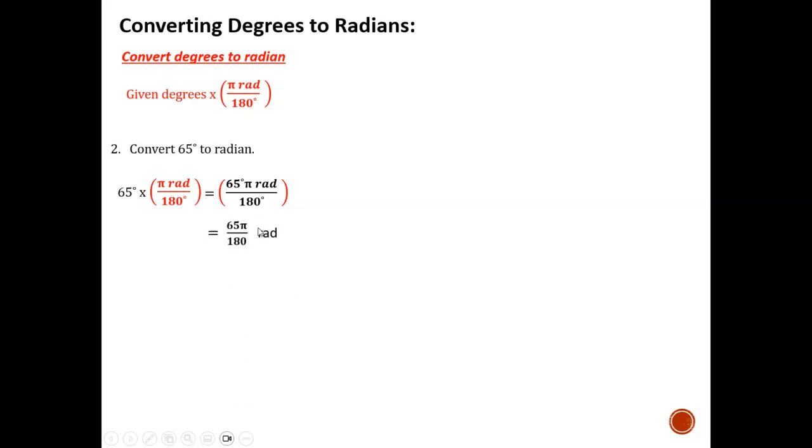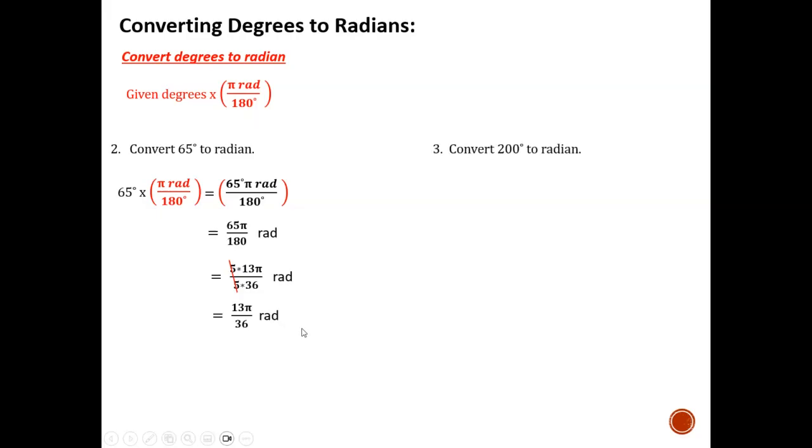We have to reduce that. This is going to be in radians. The degrees are going to cancel out. Both of these have a factor of 5. So 65 is 5 times 13, 180 is 5 times 36. Divide both by 5, they cancel out, and our reduced form is 13 pi over 36, and that's in radian measure.